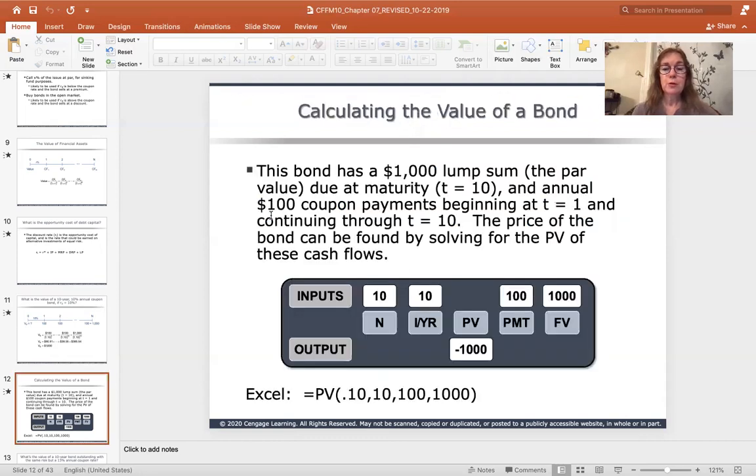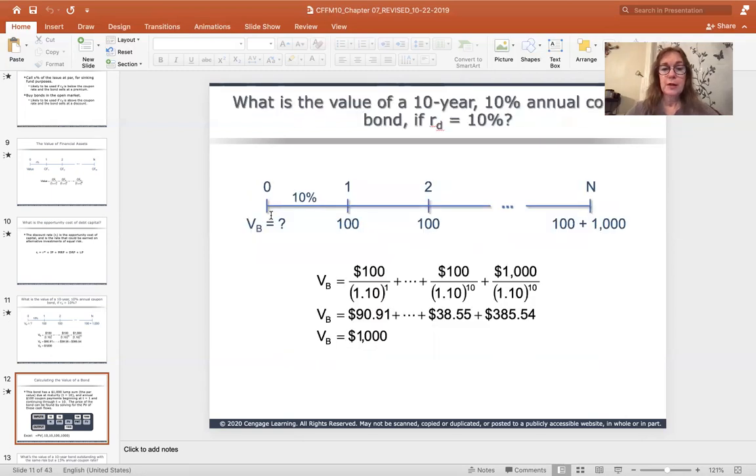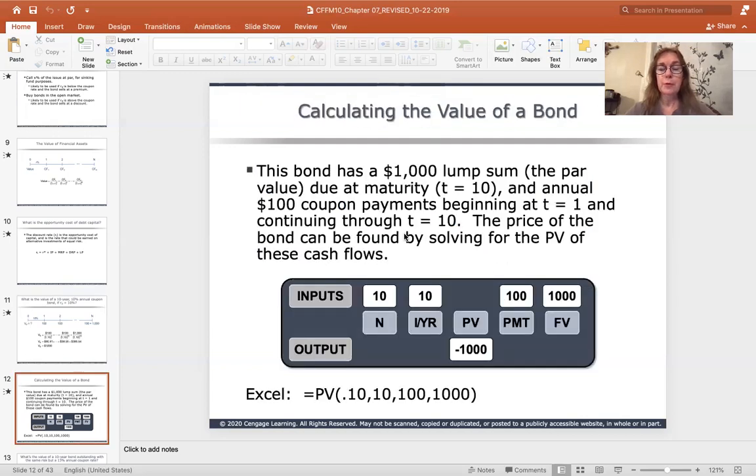Okay, so here we go. Here they're just showing you the same thing as up here, but how to do it in the financial calculator. Only they're telling us that it's a 10-year bond. So we have this bond, a 10% coupon bond, $1,000 par value, 10-year bond. What's the present value? What's the price of the bond today?